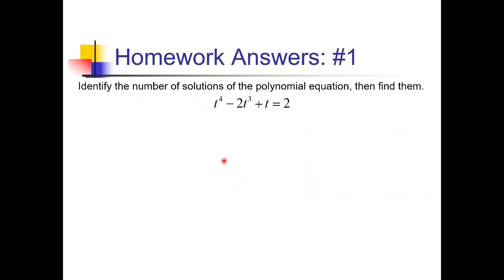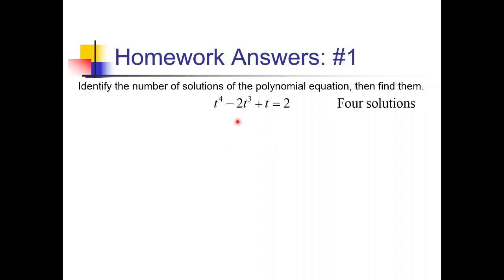For the first few problems on this problem set, we're going to be identifying the number of solutions of the equation and then finding them through whatever means necessary. So on this one, since the highest power, since the degree is 4, that means we have 4 solutions of whatever variety. There might be some imaginaries and duplicate solutions in there as well, and that's okay.